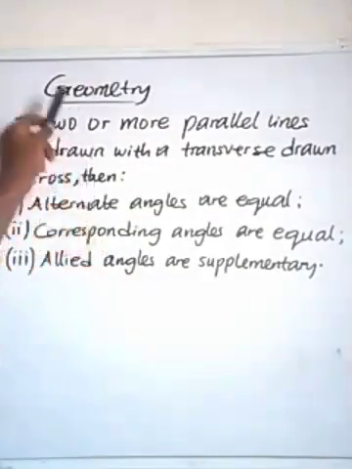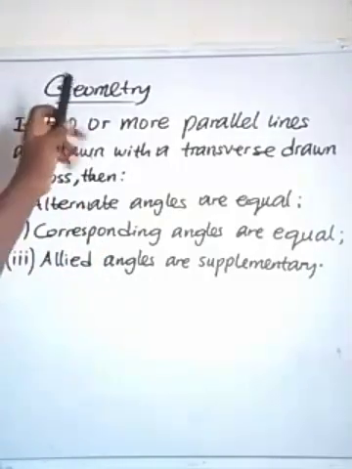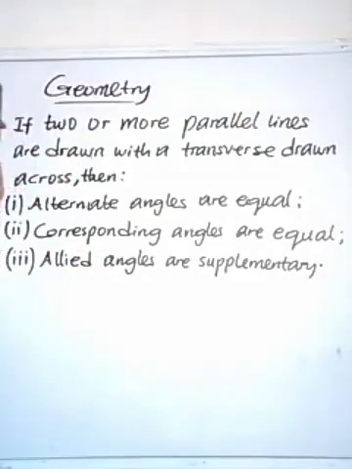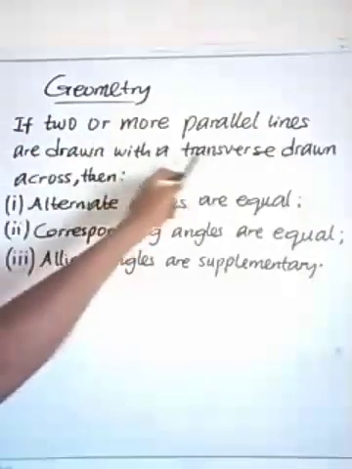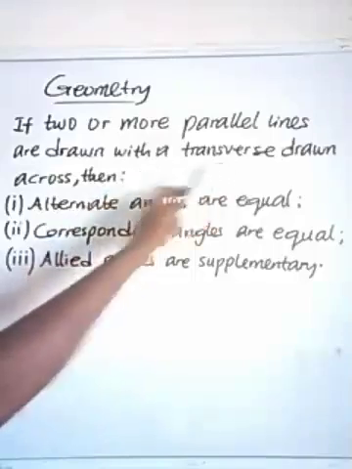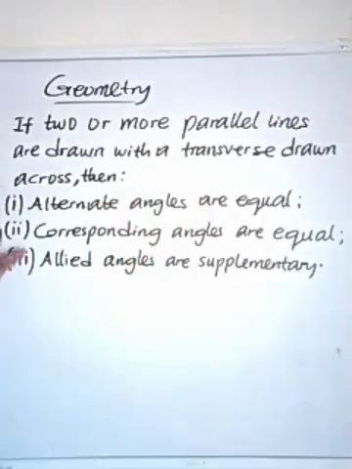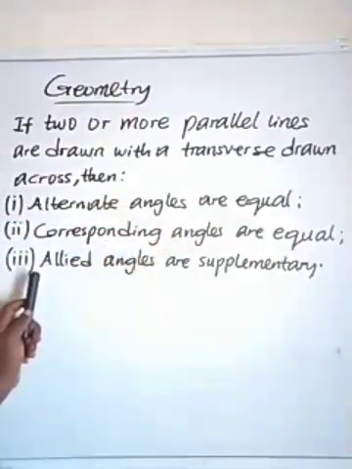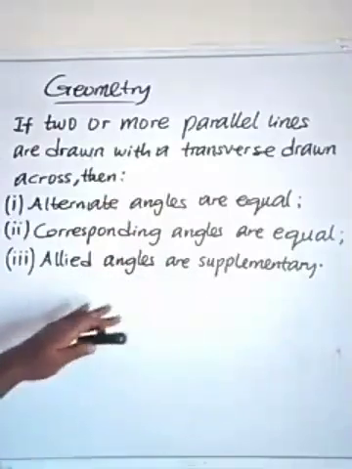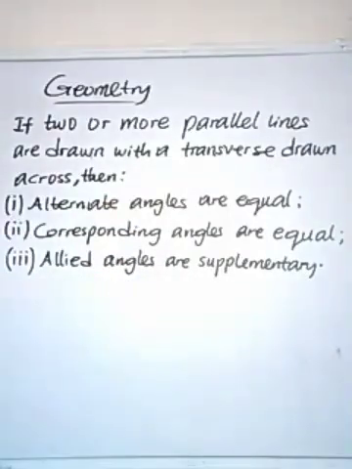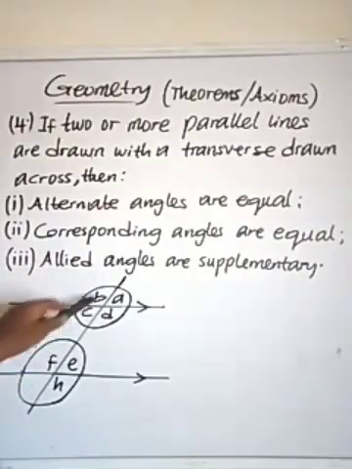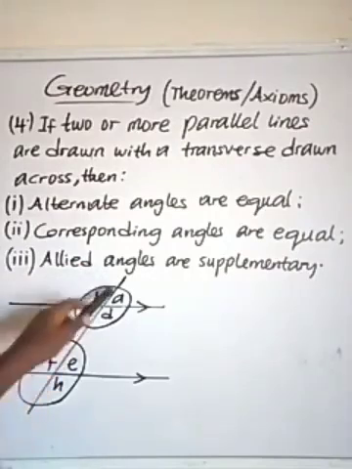We are still on geometry. We are covering about 38 theorems and axioms in geometry. Now we are on theorem 4. Theorem 4 states that if two or more parallel lines are drawn with a transversal drawn across, then we have the following three conditions. Alternate angles are equal, corresponding angles are equal, and allied angles are supplementary. So we will explain this using a diagram. This line is called the transversal, the line drawn across parallel lines.